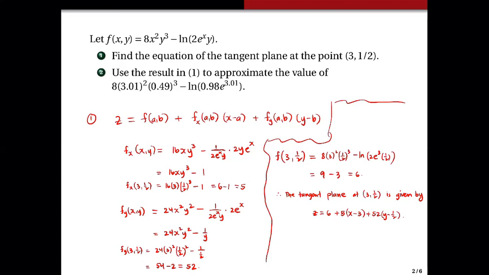Did I miss a computation here? Anyway, for number 2, we want to use the result that we have obtained here to approximate this value. So how do we approximate this value? We use local linear approximation, and the local linear approximation is almost the same as the value at the tangent plane.